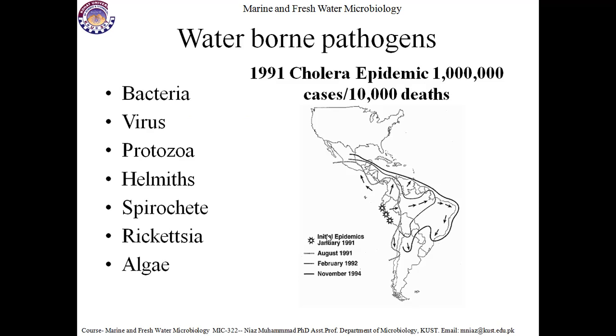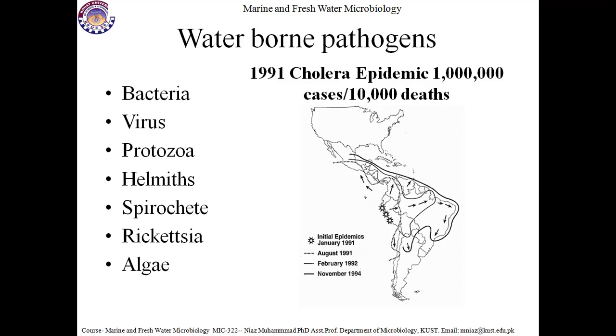And these are some cases which happened through water's initial epidemics: January 1991, August 1991, February 1992, and November 1994. These are epidemics which spread through water, because water is the most abundantly used substance in human life, and it has been estimated that more than 80% of communicable diseases are transmitted from infected patients to healthy individuals through water.